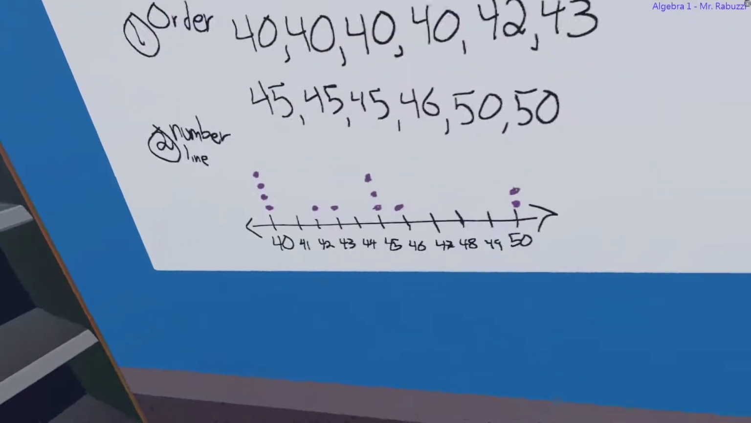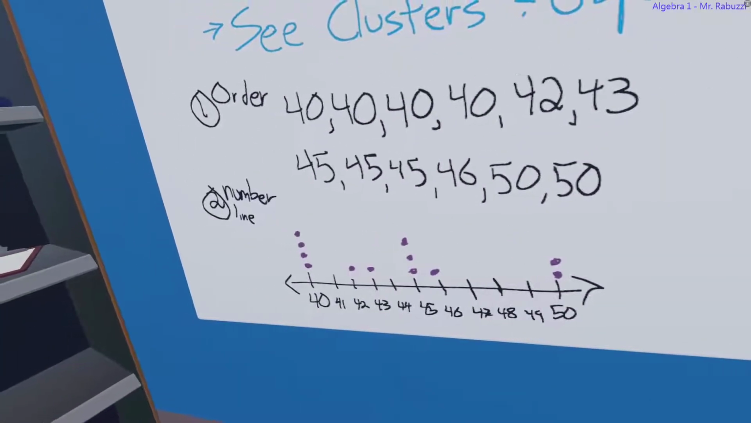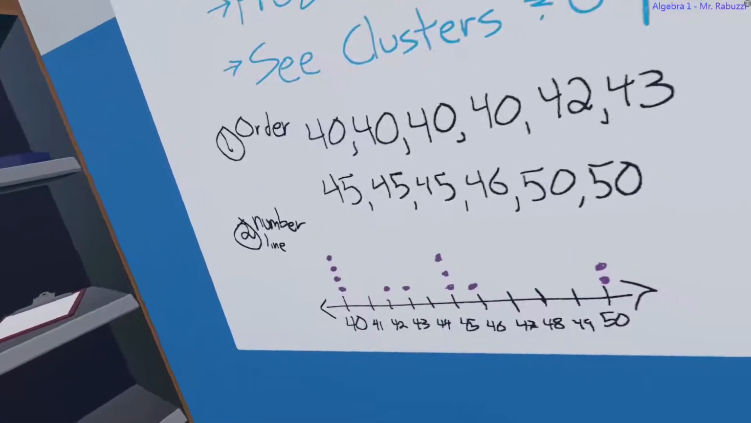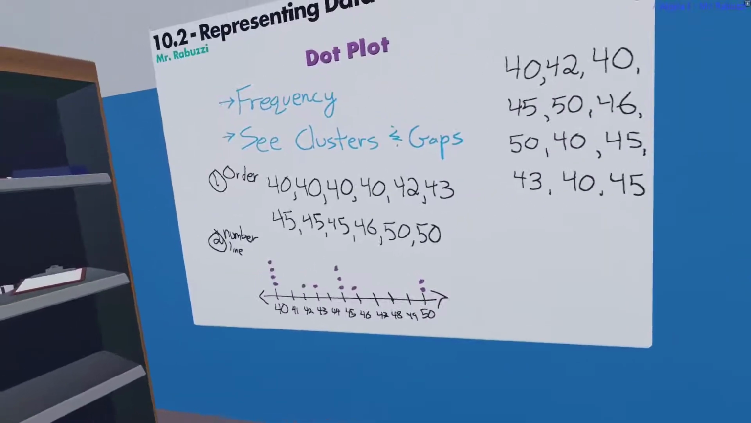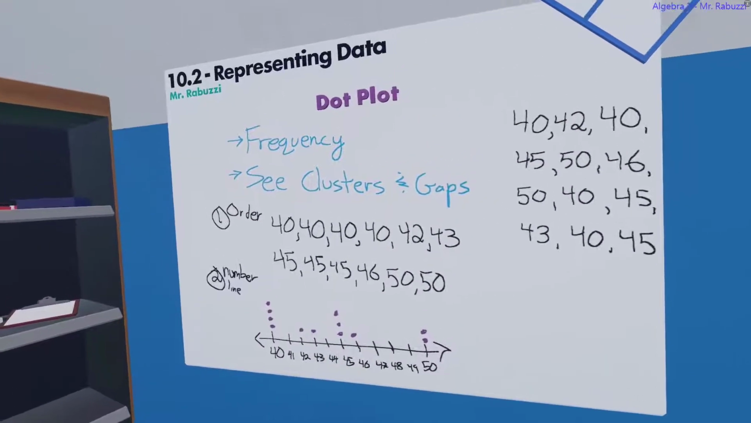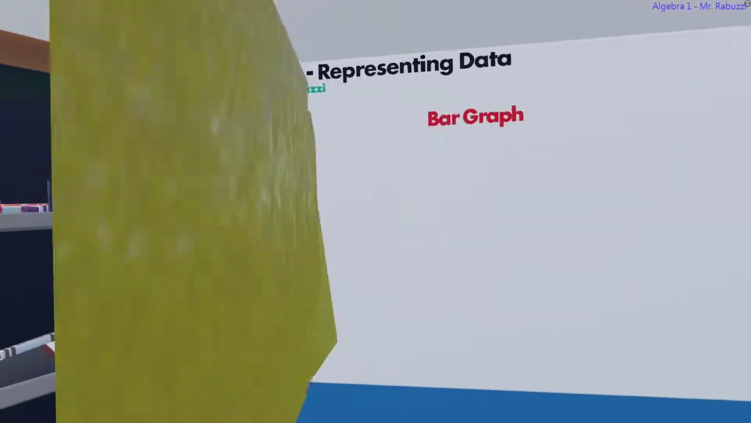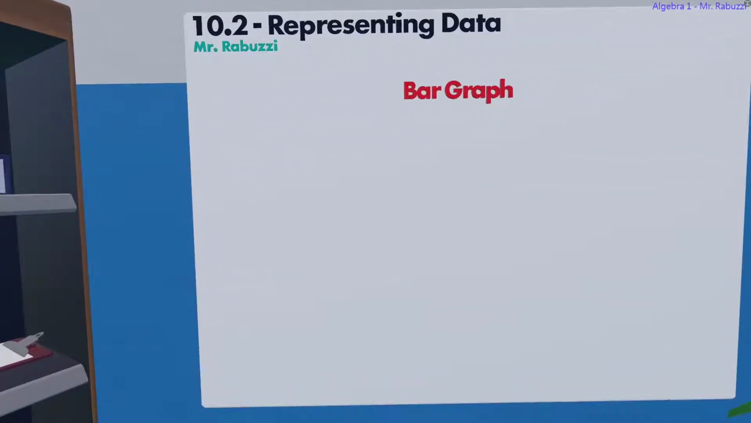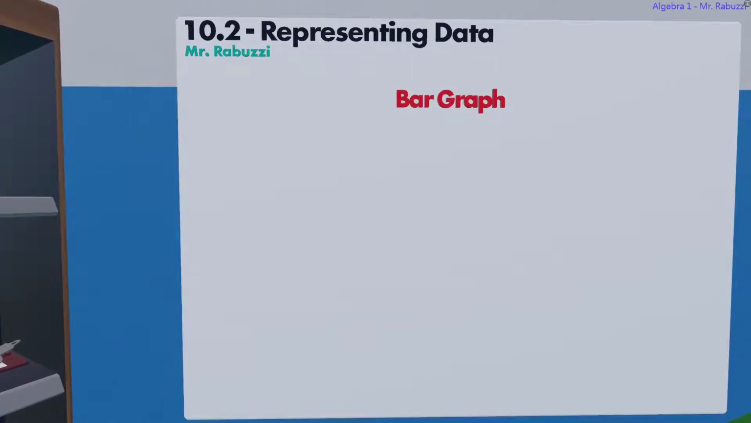So most people didn't do a perfect job on this test. Something to think about when you make the next test, right? So this lets us learn about our data. So that's a dot plot. Now we're going to talk about a bar graph. Now these, I'm guessing you've talked about before. These are pretty common, right?